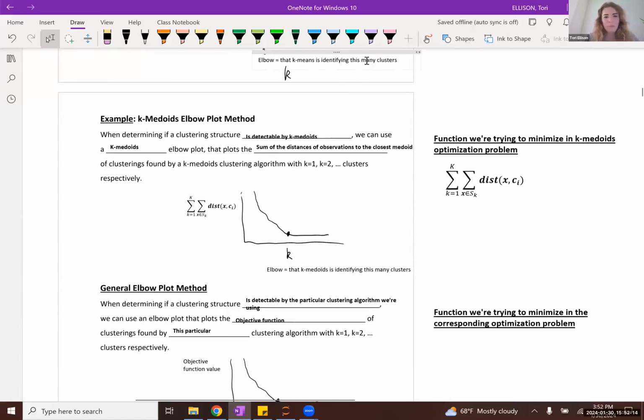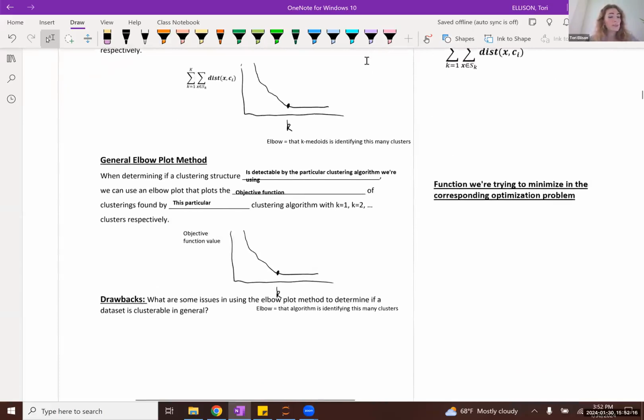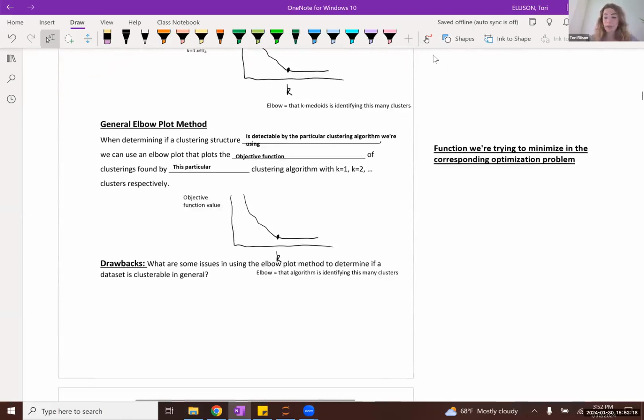So perhaps we're seeing some drawbacks to the elbow plot method for determining if a data set is clusterable. What are some drawbacks that we're seeing here? You can put it in the chat, raise your hand and tell me what it is, or you can shout it out.